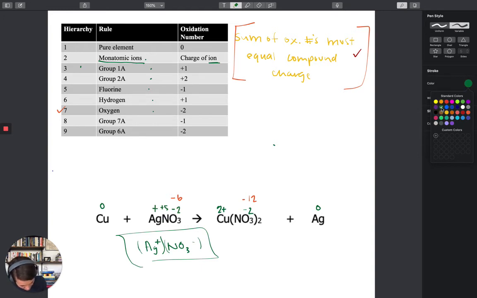Which means that my nitrate, right, so we have -12 and we have a +2. So I have like this deficit of +10. So I need my nitrate, which I have 2 of, to equal +10. So divide that by 2 and you get a +5. Right, so notice with our silver nitrate, we took +1 plus +5 is +6, -6 is 0. Now we have 5 times 2 is 10, plus 2 is +12, -12 is 0.